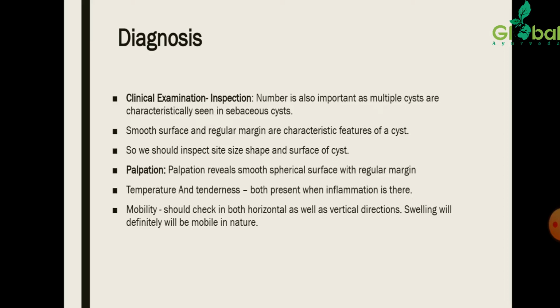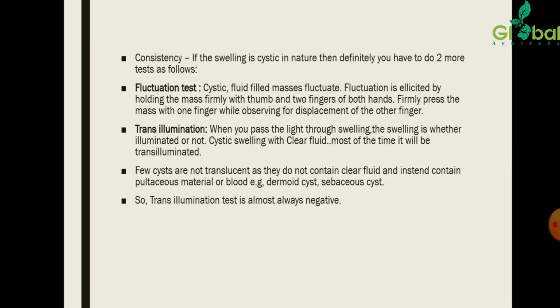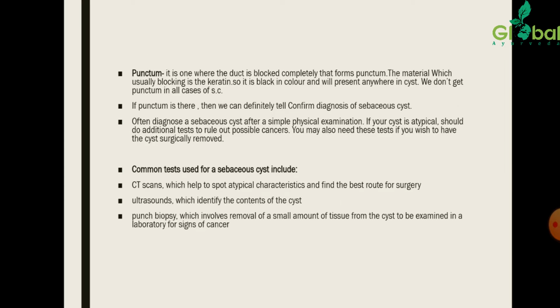Consistency: if the swelling is cystic in nature, then you have to do more tests: the fluctuation test and the trans-illumination test. Few cysts are not translucent, as they do not contain clear fluid and contain pultaceous material or blood, such as dermoid cyst and sebaceous cyst. So the trans-illumination test is almost always negative. Punctum: it is where the duct is blocked completely. The material which usually blocks it is keratin, so it is black in color. We don't get a punctum in all cases of sebaceous cyst. If a punctum is there, then we can confidently confirm the diagnosis of sebaceous cyst.